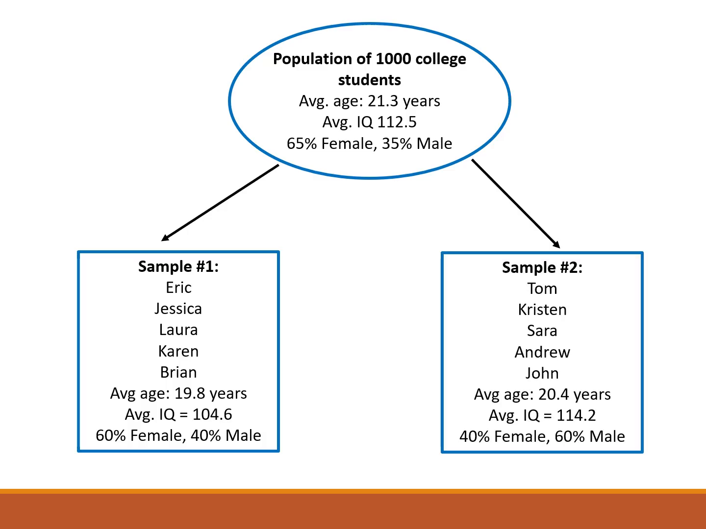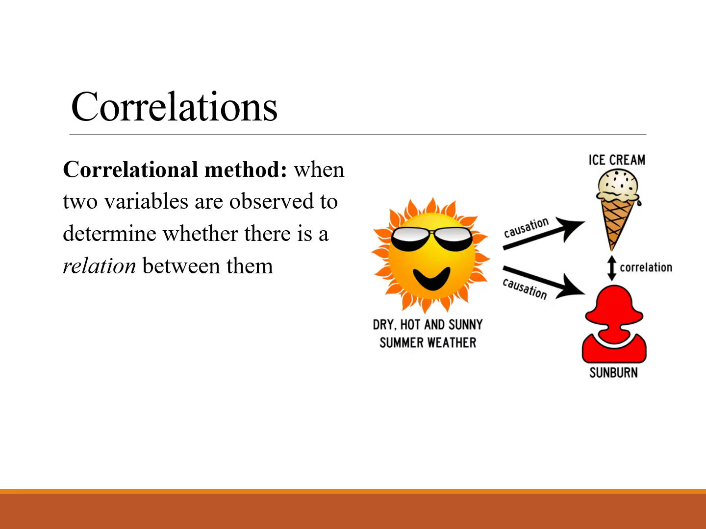Likewise, we can sample 5 more people: Tom, Kristen, Sarah, Andrew, and John. This group has an average age of 20.4 years, an average IQ of 114.2, and is 40% female, 60% male. Again, because the numbers are not exact, there is some sampling error here. It's close, but it's not an exact reflection of the population. So there are different methods of setting up a study.